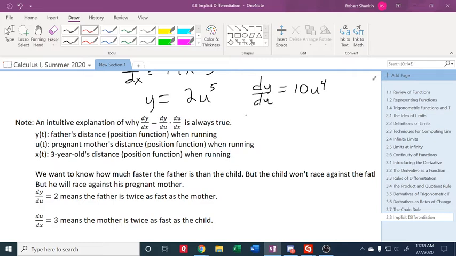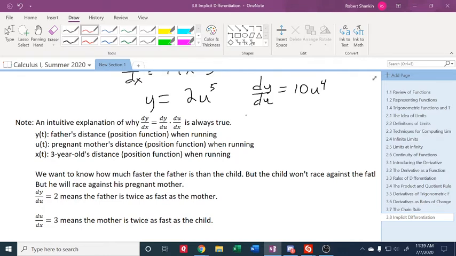Suppose y of t is the father's distance. It's a position function when running. You know, how far he is after t equals 1 second, how far after t equals 2, and so on. u of t is the pregnant mother's distance, position function when running, and x of t is the 3-year-old's distance, position function when running. Now, we want to know how much faster the father is than the child.